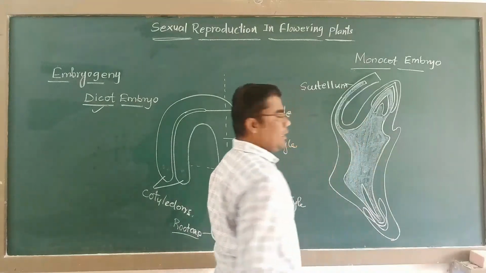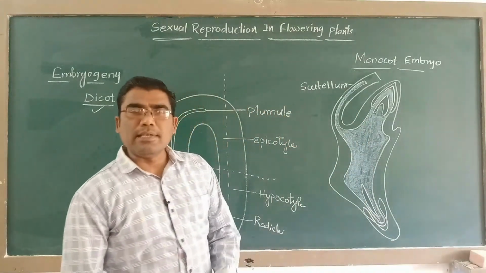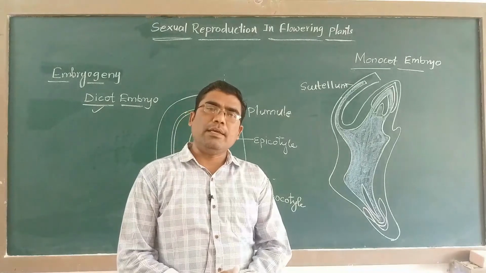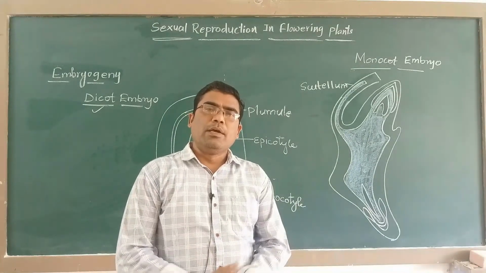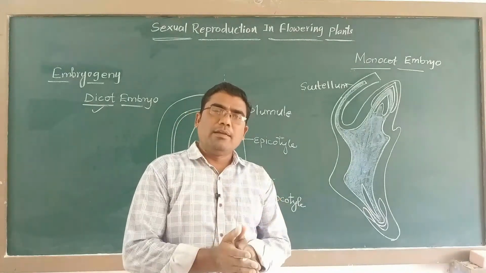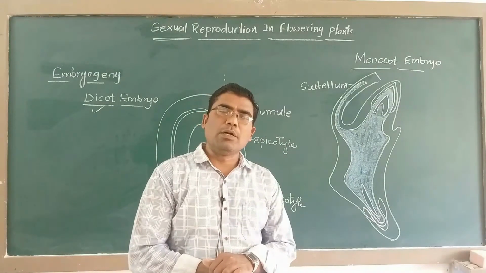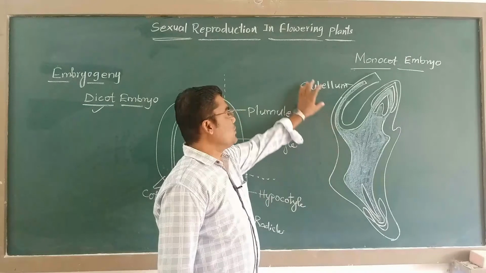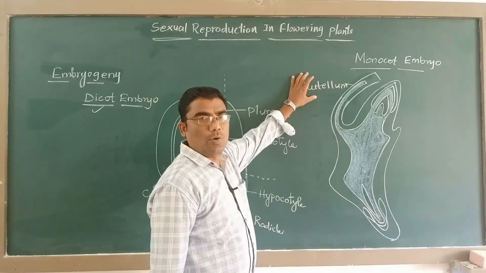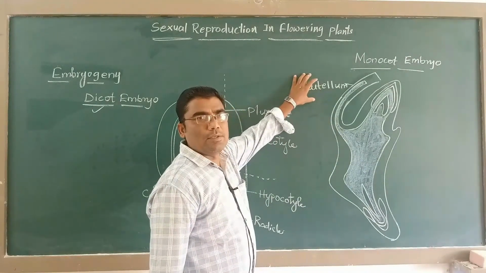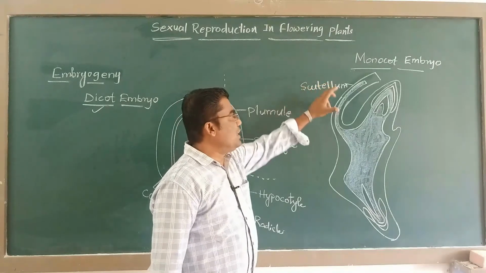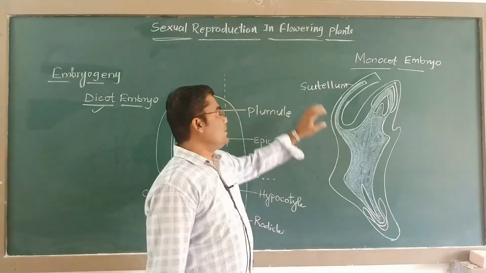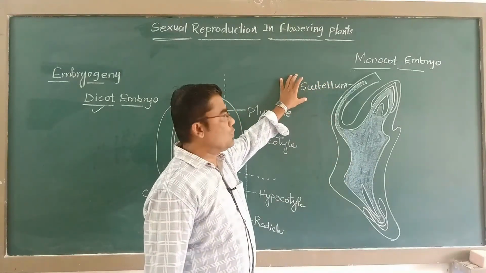What is this scutellum? Scutellum is a single cotyledon present in the monocot embryo. We know that this is the monocot embryo, hence it possesses the single cotyledon only, and it is commonly called scutellum. It is a shield shaped structure. Because of this reason, it is said to be scutellum.